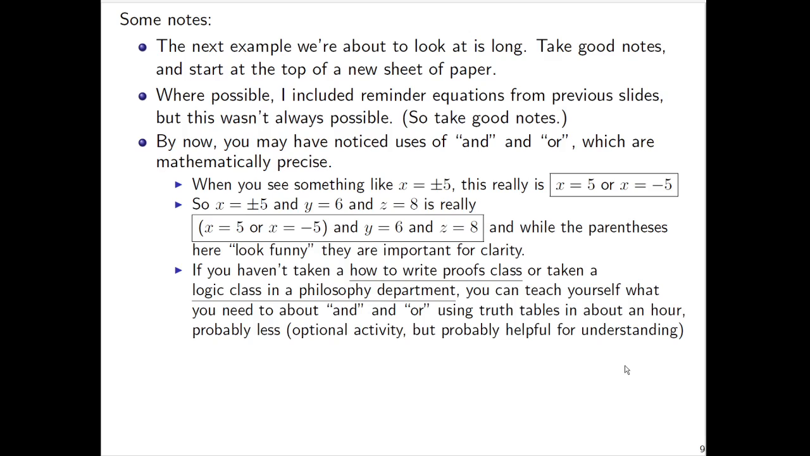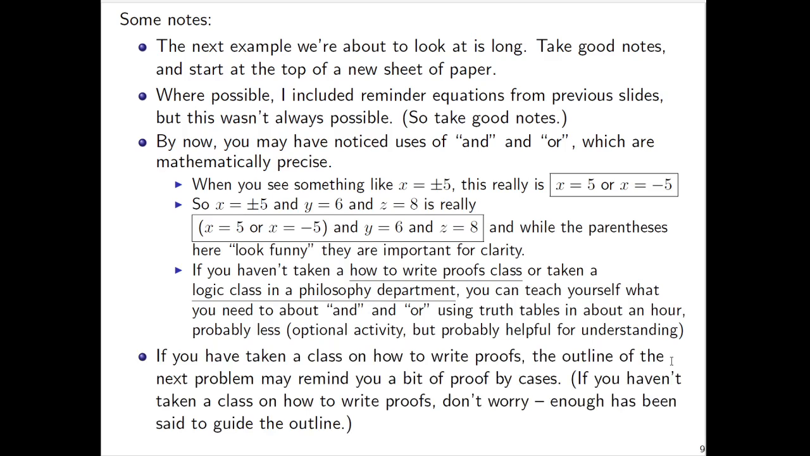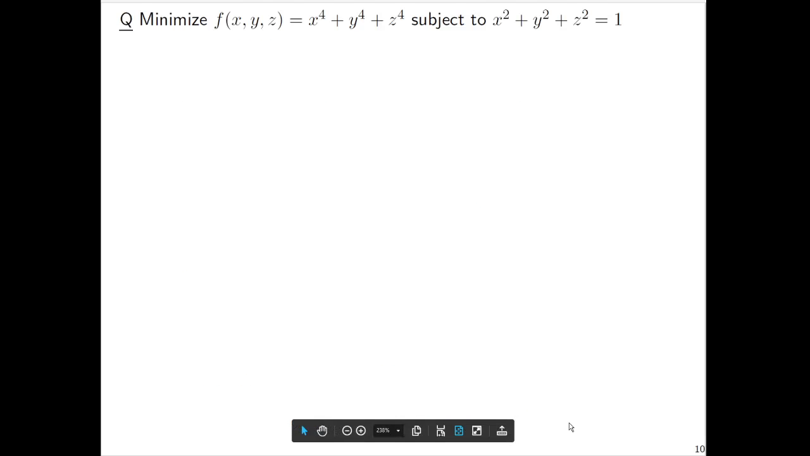If you haven't taken a class on how to write proofs, or perhaps a logic class in a philosophy department, you can really teach what you need to about the words "and" and "or" using truth tables in about an hour, maybe even less. It's an optional activity. I'm not saying you have to do it, but it might be helpful for understanding what's going on. Now, if you have taken a class on how to write proofs, the outline of the next problem might remind you a little bit of proof by cases. If you haven't taken such a class, don't worry. I've tried to say enough to still guide an outline of what's going on here.